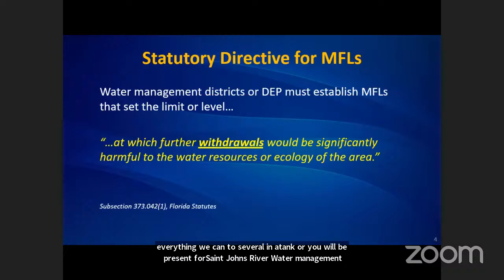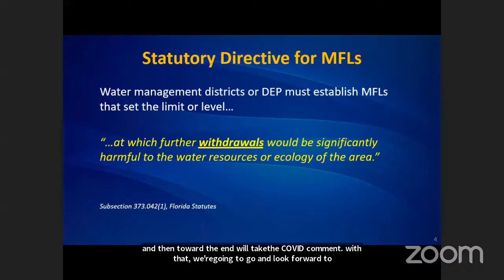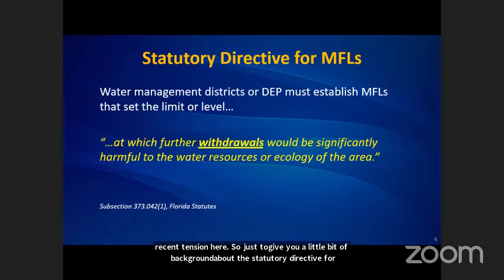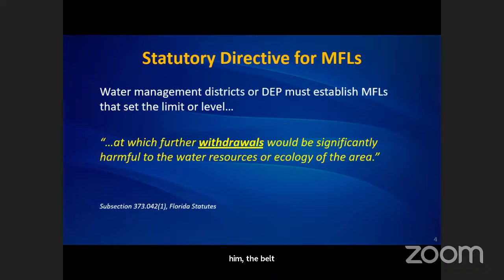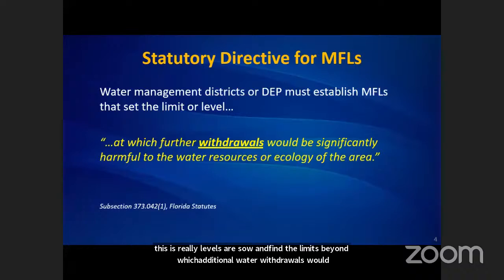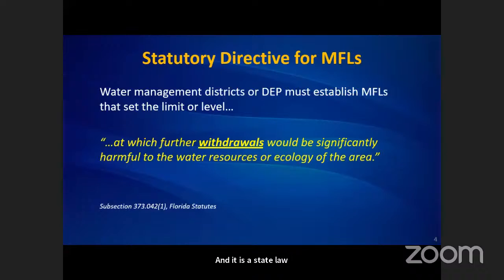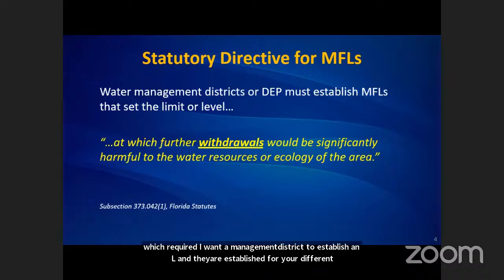the presentation here. So just to give you a little bit of background about the statutory directive for MFLs, this is really what minimum flows and levels are about: identifying the limits beyond which additional water withdrawals would cause significant harm to the ecology or the water resources of an area. And it is a state law. It's required of water management districts to establish MFLs. And they are established for different types of water bodies: springs, rivers, lakes, wetlands, as well as aquifers.